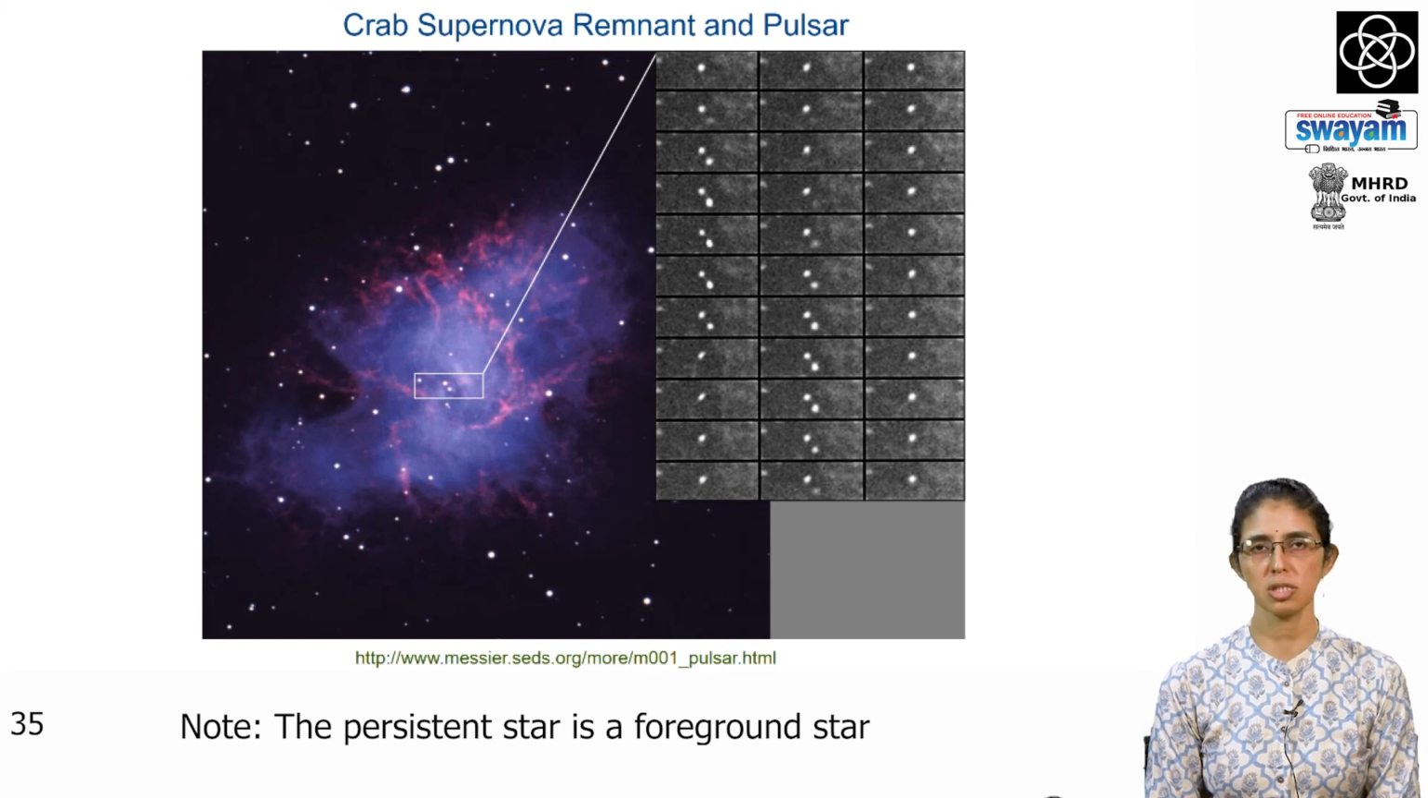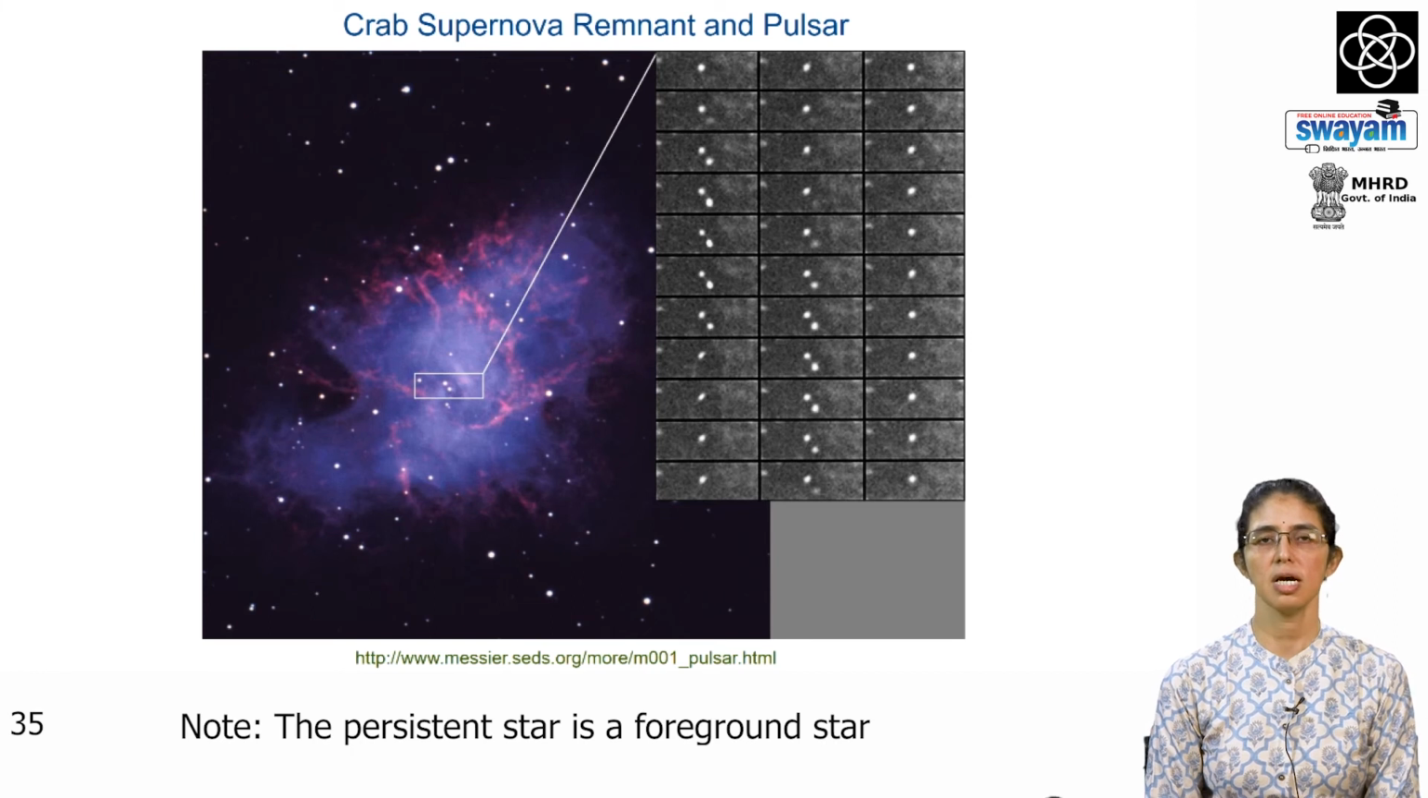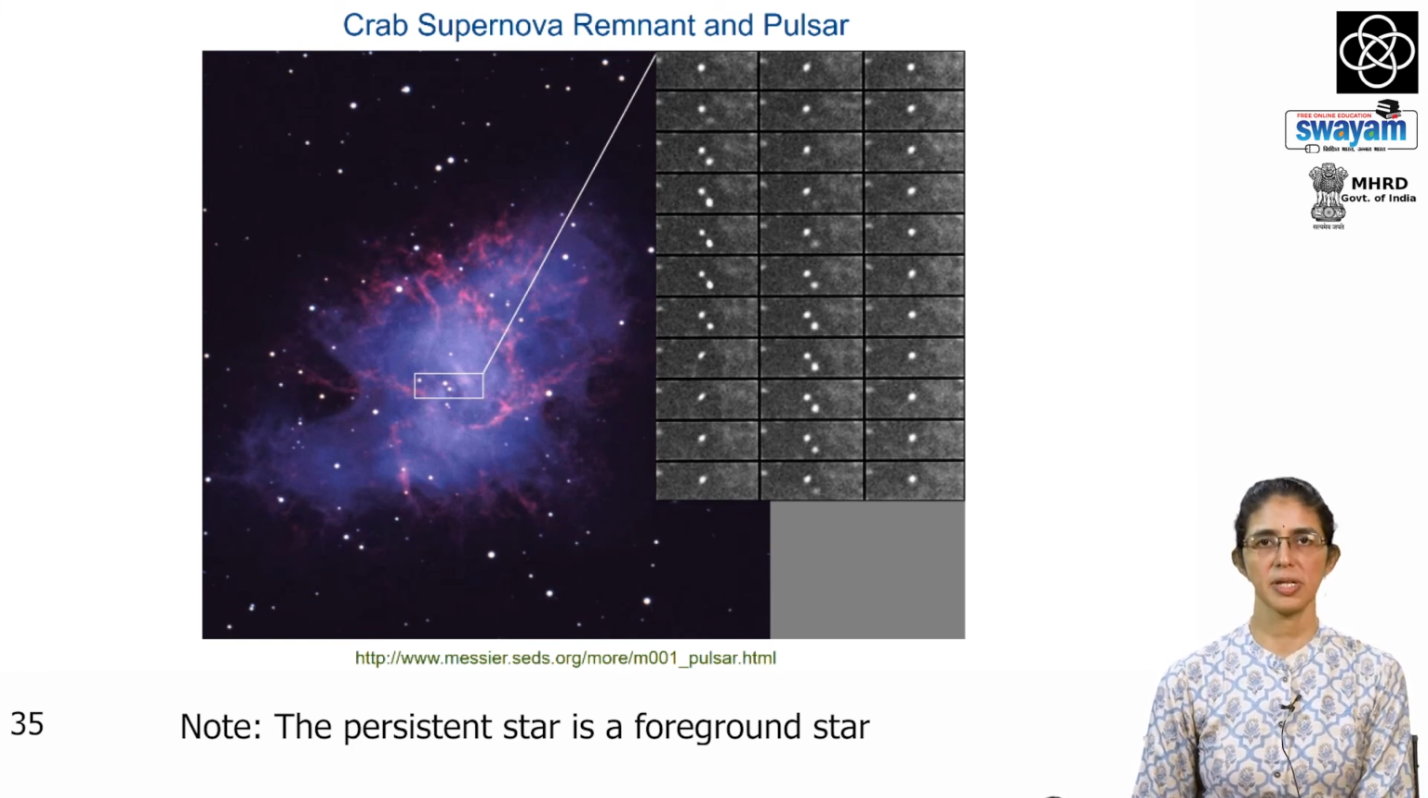Here what is shown in this panel is the Crab supernova remnant, and at the center one can see the Crab pulsar. The vertical panels on the right show an enlargement of the two stars seen at the center, one of which is the Crab pulsar. Therefore, one can observe that one of the stars' brightness remains constant, whereas the brightness of the pulsar is increasing with time and then decreasing, which indicates the pulsating nature of the Crab pulsar.